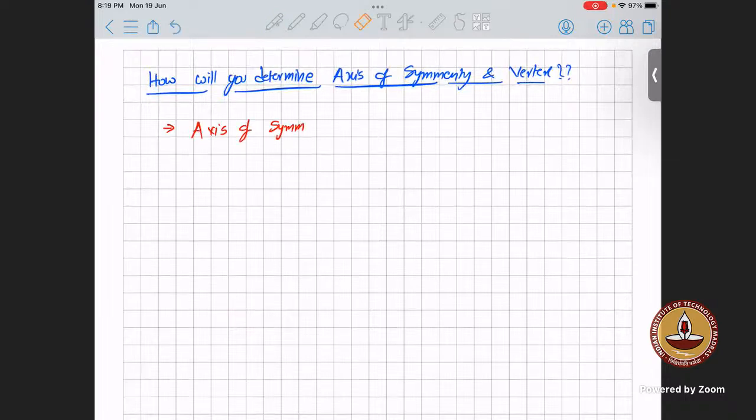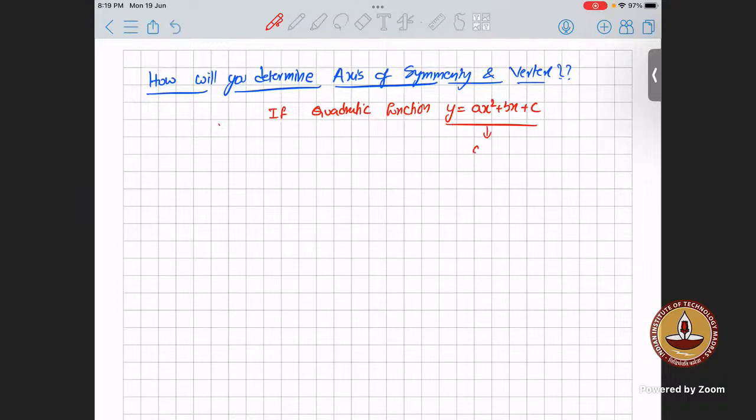Suppose the quadratic function is y equal to ax square plus bx plus c, and there is a condition that a must not be 0. If a equals 0, what does it mean? y equals bx plus c. That means it is a line equation. Are you getting the point?